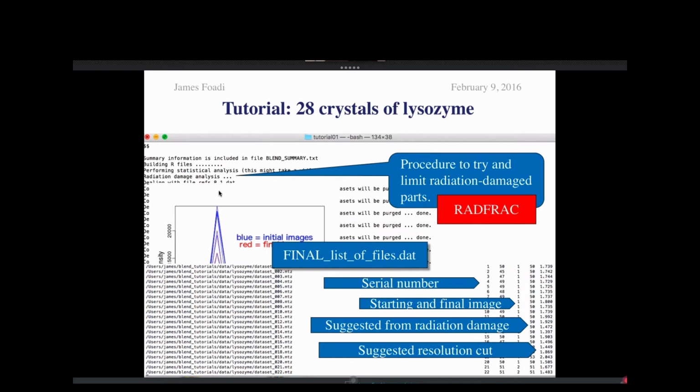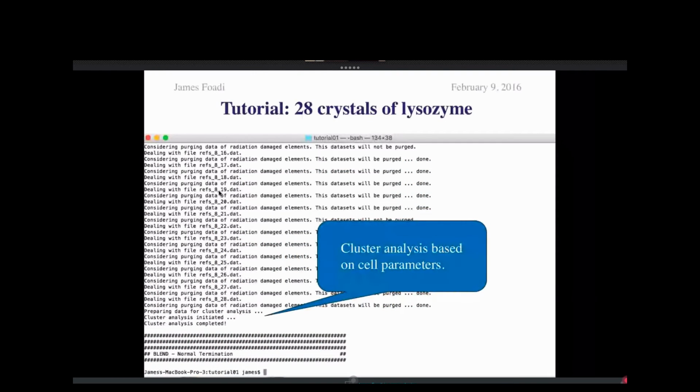Data averaged at resolution higher than this cut should have signal-to-noise ratios smaller than 1.5. It is important to remember that empirically, this is a cautious choice and that users can attempt extending resolution beyond the suggested values. In the final part of the execution, cluster analysis is finally performed using cell parameters to measure similarities between datasets. The related dendrogram is written out as a PNG file and as an ASCII file.